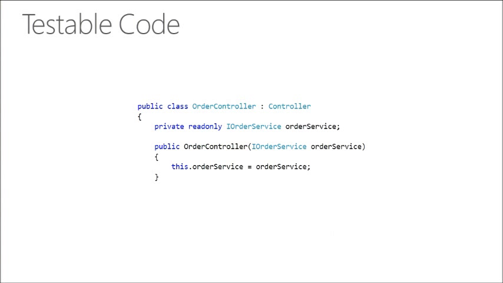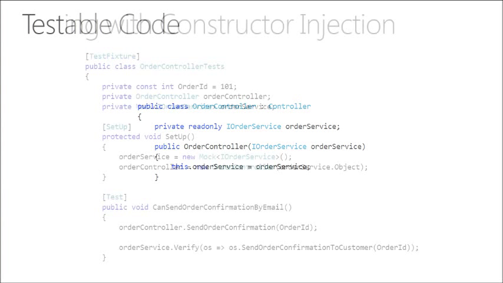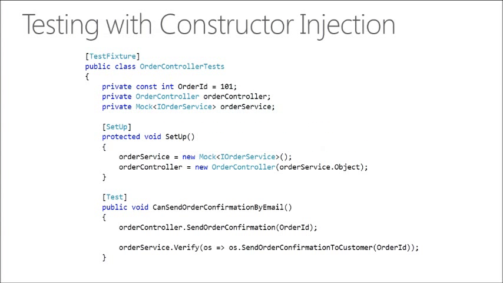So here we have testable code. This is our order controller. There we pass in an I order service, which means that I can now write a test for it. So here I have can send order confirmation email. Here I do a mock. I do order controller, send confirmation, pass in an order ID, and now my order service isn't a real order service anymore. It's just a mock. So I just say, can you verify that you've actually sent the email?